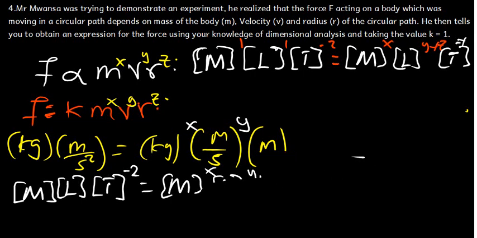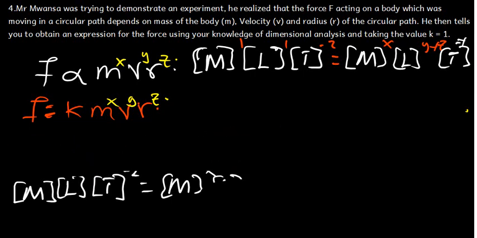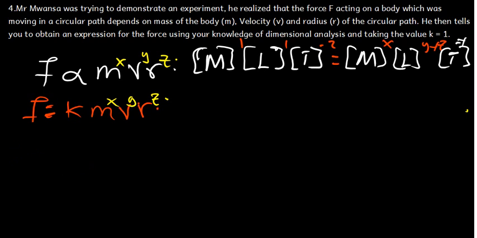So I can get rid of this. I no longer need this. The only important thing is this part here. So I can now say that my x, this part, I have got x. Now I compare it with this one. So m, the power there is 1, so x is going to be equal to 1. Then we have got y plus z is going to be equal to, we have got L there, which is going to be 1. Then -y is going to be equal to -2. Therefore, y is going to be equal to 2.